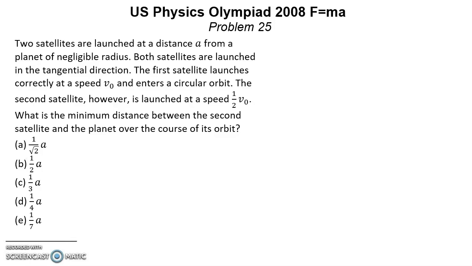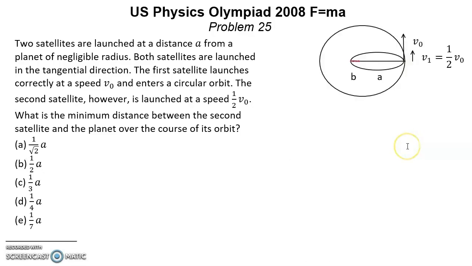So first let's draw the picture. Here we have the first satellite going with a speed V0 in a circular orbit of radius A, and the second satellite going with a tangential speed V1 equal to 1/2 V0 from the same distance A from this planet, but after that going to the closest point at distance B on the opposite side of this planet. So we have to find what B is compared to A.